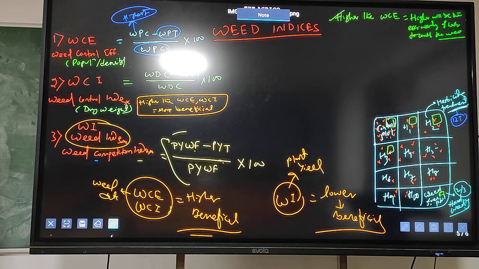This is the weed index, which we have already covered. We have covered weed control efficiency, weed index, and weed control index. So you have to remember these two things. What is the difference? Weed control index is one, and the other is weed index.